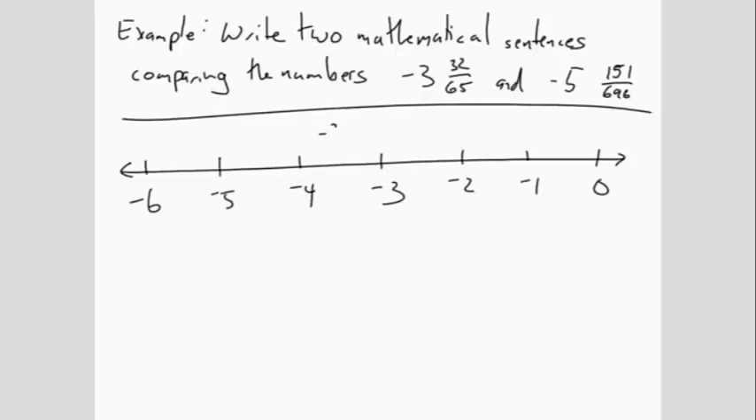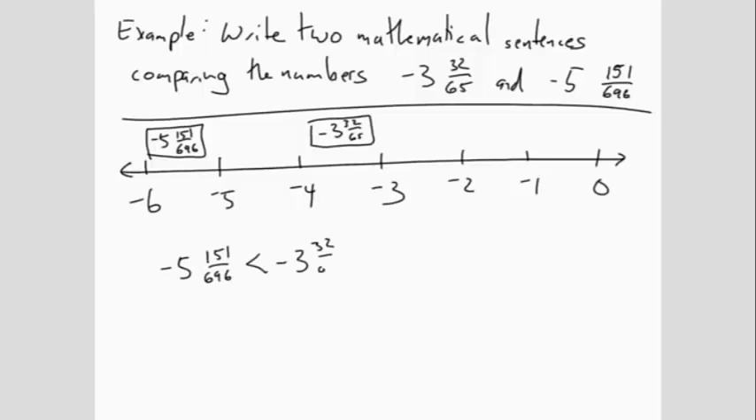We know that -3 and 32/65 is somewhere in between -3 and -4. And we know that -5 and 151/696 is somewhere in between -5 and -6. And by itself, this information is good enough for us to do the comparison. -5 and 151/696 is to the left of -3 and 32/65. And -3 and 32/65 is to the right of -5 and 151/696.